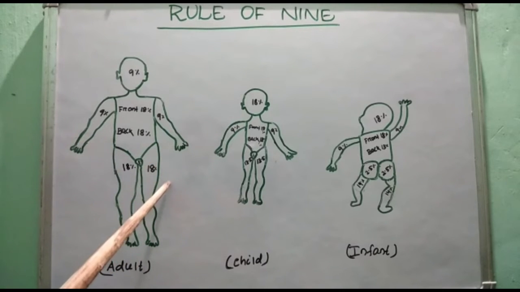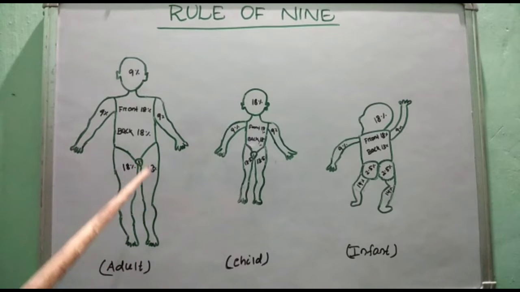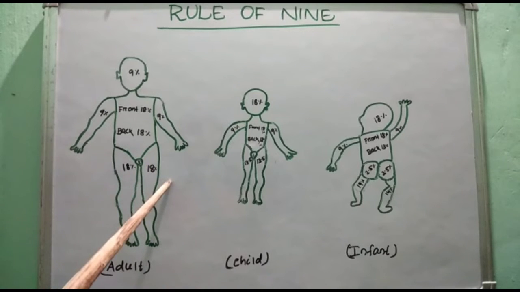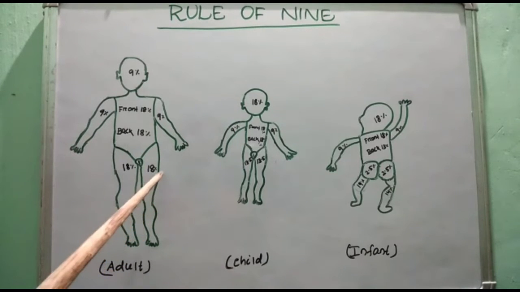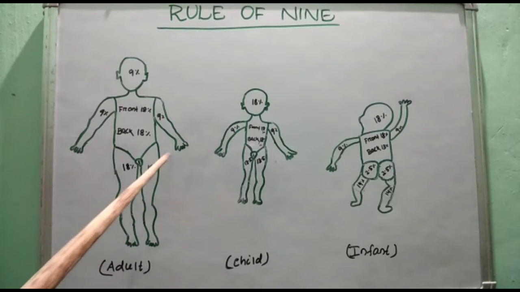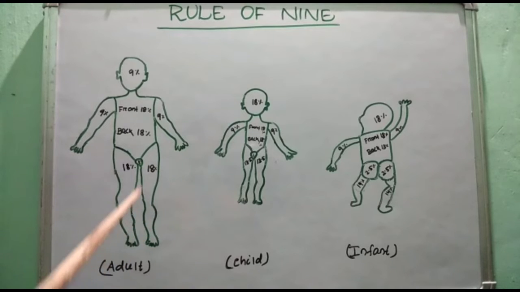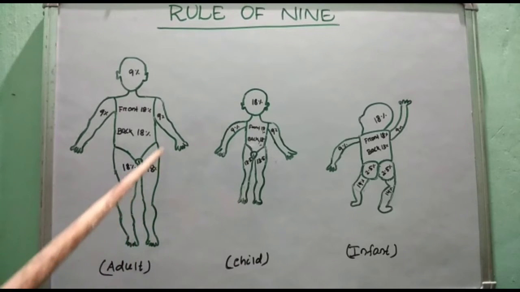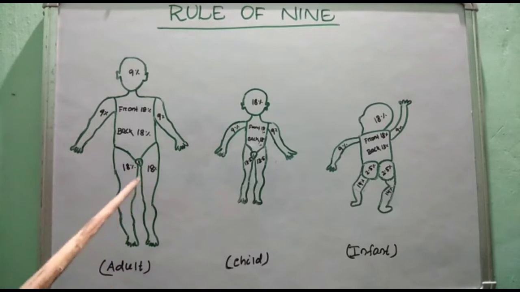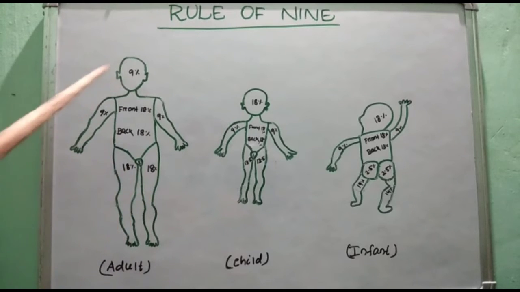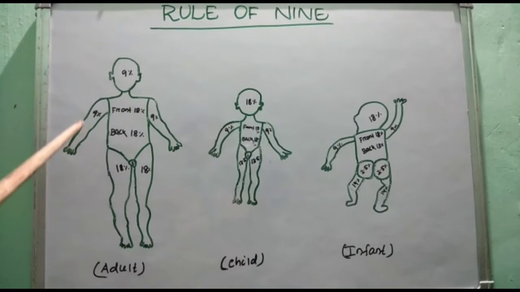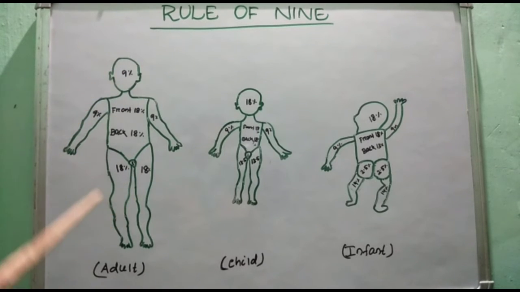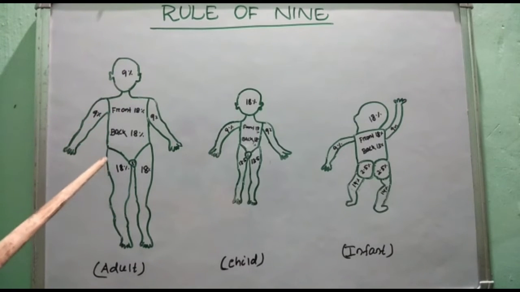If only the anterior part of the left leg is bone, it should be given 9%. And if only the posterior part of the left leg is bone, it should be given 9%. So total percentage of bone of left leg is 18%. So this is about adult. If the whole body of the adult is bone, then it is 100%.